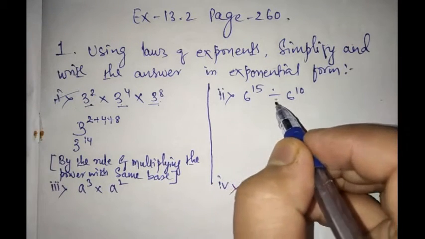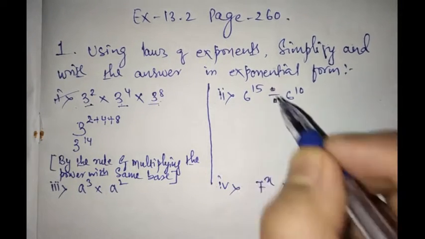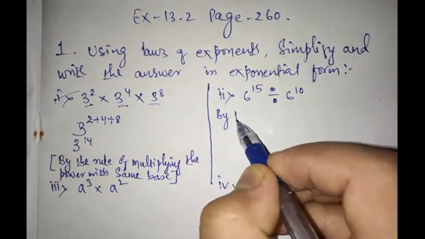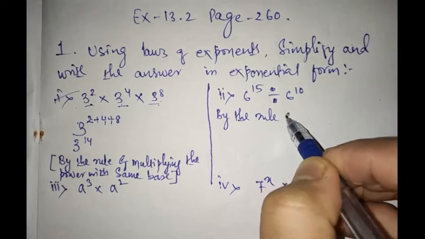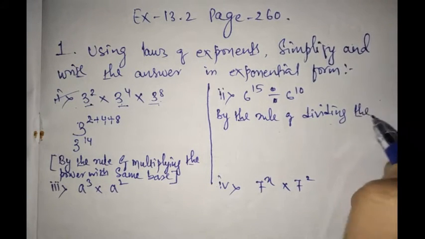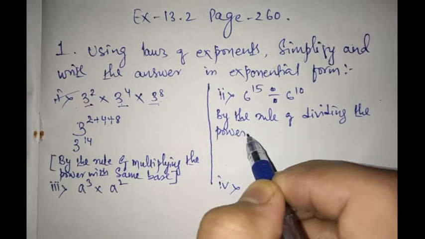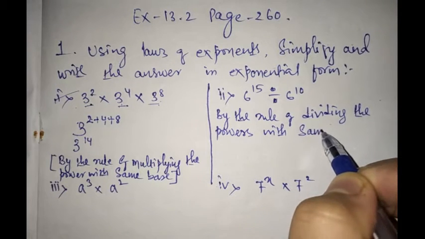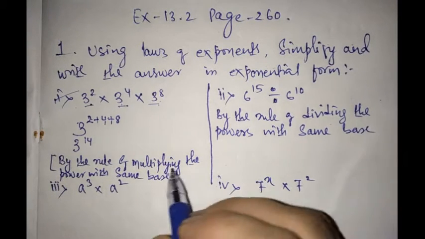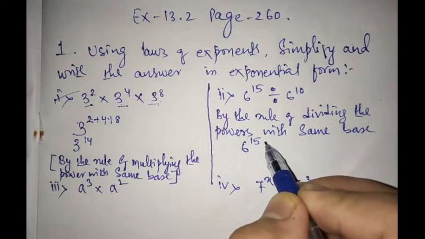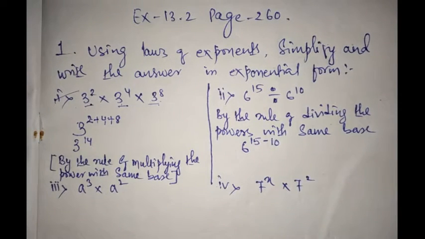So here, instead of multiplication, you have the division sign. So now what you are going to do? First of all, I'll write which rule I'm going to use here. By the rule of dividing the powers with same base. Alright, so if you have a division sign, then what I have told you to do, your exponents will be subtracted. So 6 to the power 15 minus 10 it will become.